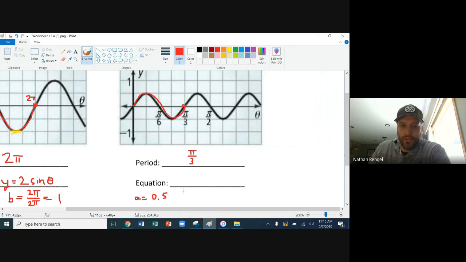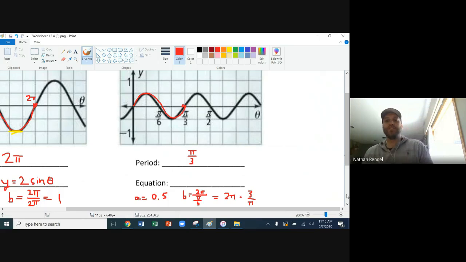And we get to our b value. So b, recall, is going to be 2 pi divided by the period. And we're going to get a complex fraction again, 2 pi over pi over 3, which is going to be the same as taking 2 pi times 3 over pi. So I'm multiplying by the reciprocal. So that complex fraction is just a division problem. 2 pi divided by pi over 3 is the same as taking 2 pi times 3 over pi. Pi's are going to cancel, and 2 times 3 is going to equal 6. So your b value is 6.